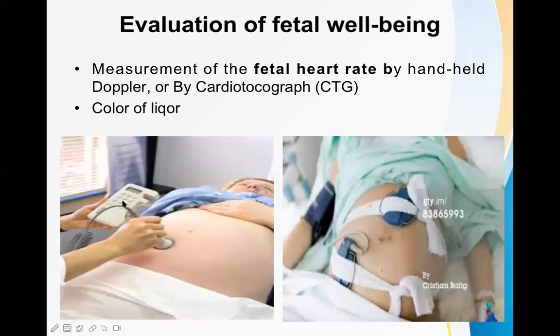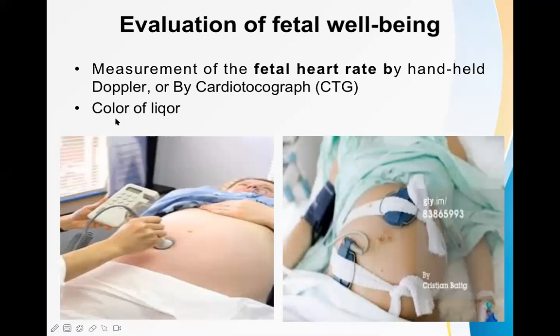This is known as Doppler, handheld Doppler, and this is called cardiotocograph. Cardiotocograph is just like a recording of the fetal heart rate, just like ECG. We record the patient's heart rate with ECG; here we are monitoring the fetal heart rate, cardiotocograph.